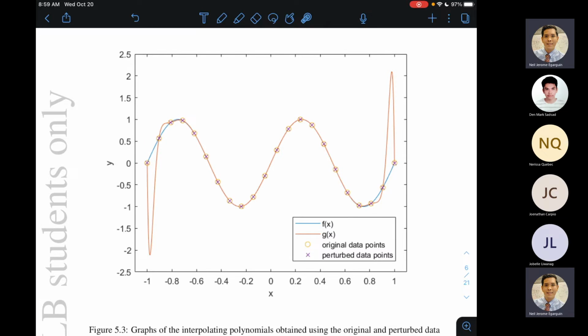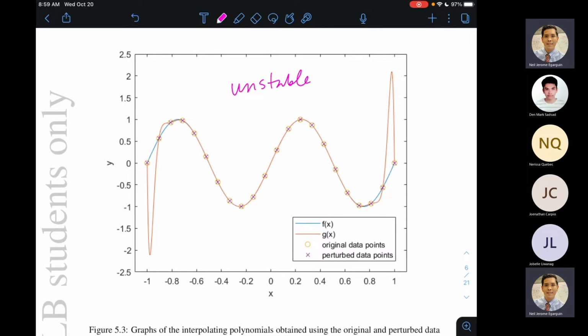However, makikita natin na kahit magkalapit yung original data points at saka yung perturbed data points, visually striking yung difference sa pagitan ni F at saka ni G, especially near the edges of the interpolatory interval. So dito, okay, halos nag-overlap sila, which is what we expected. However, there's a significant difference at the tail end of the interpolating or the interpolatory interval. Okay? So ito yung sinasabi natin na indication na unstable yung interpolation using equally spaced data points.